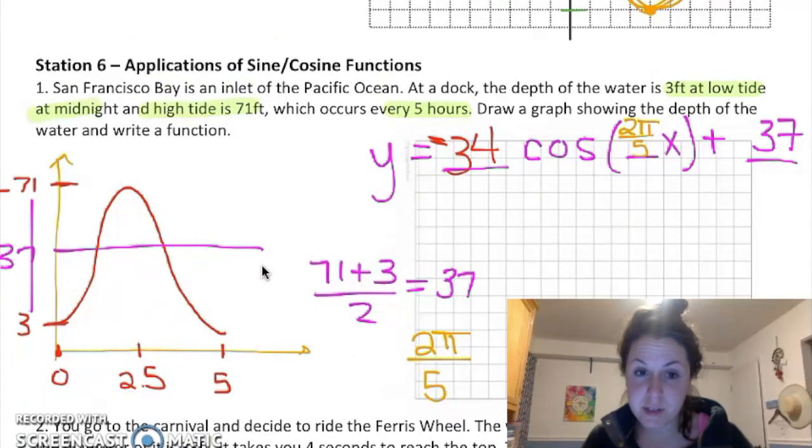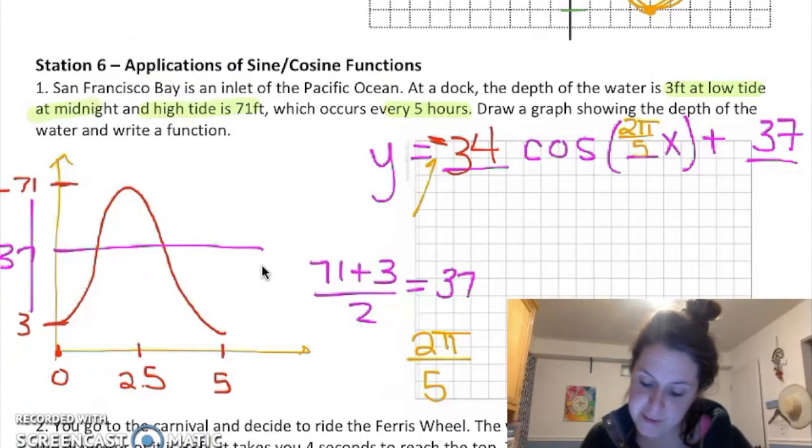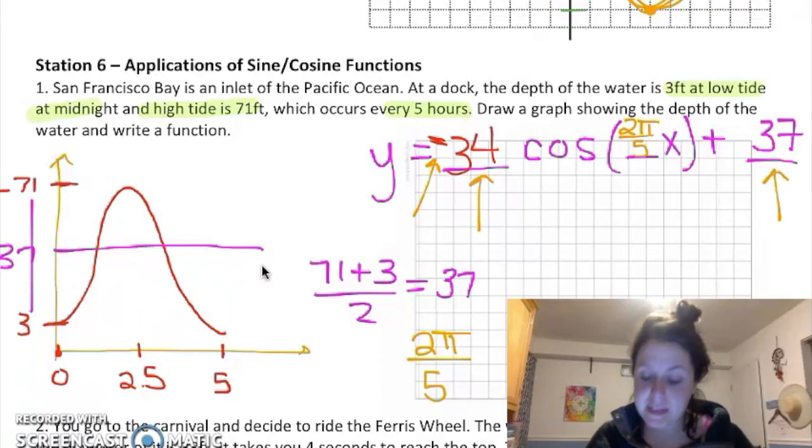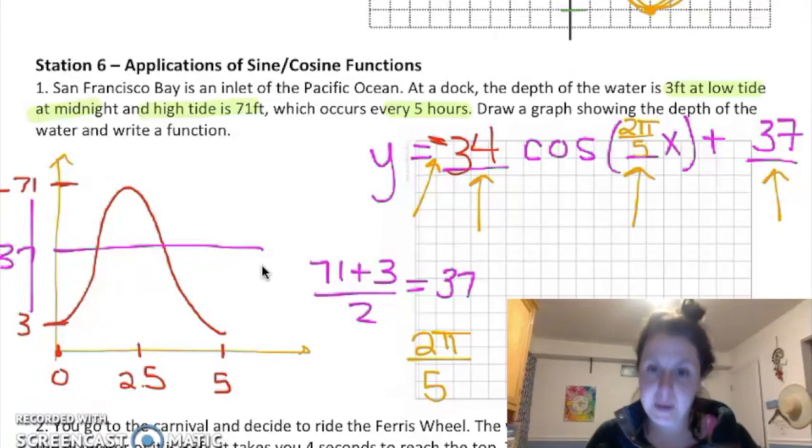So that's what I have there. There's my graph. And then I've got negative because it starts at its minimum, 34 because that's the distance from the middle to the top, 37 because that's your midline, and 2 pi over 5 because that's 2 pi over the period of the whole thing.